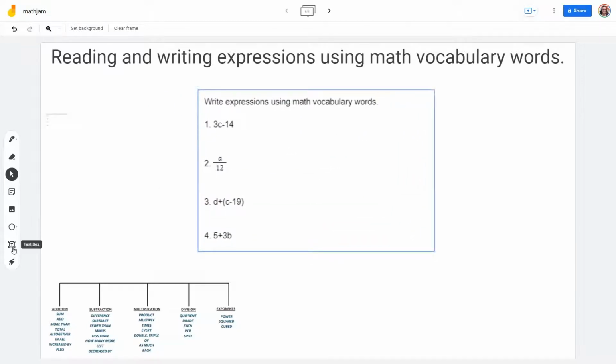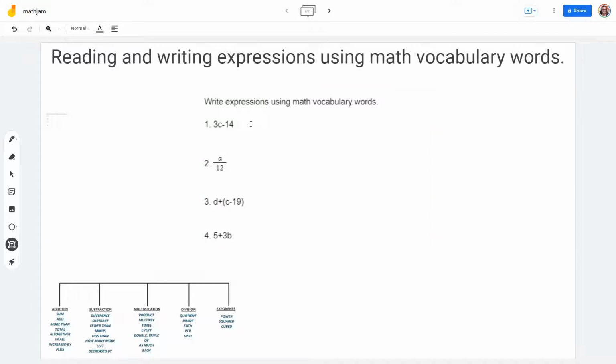Okay, so the first one here says write expressions using math vocabulary words. Those are the words that we just took a look at. So let's take a look at our first one. It says 3 C. And remember, anytime you see a letter right next to a number, that means times. So 3 times C minus 14. See, it's not too hard. You just have to write it out.